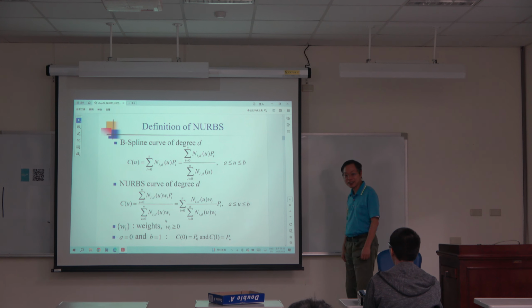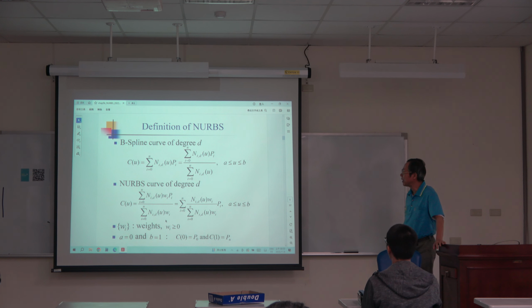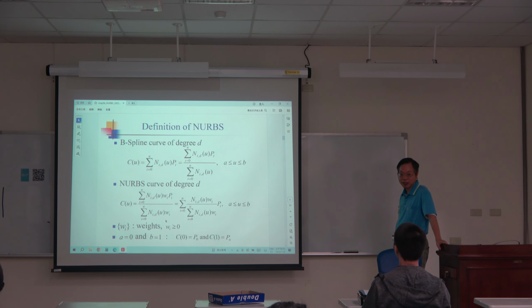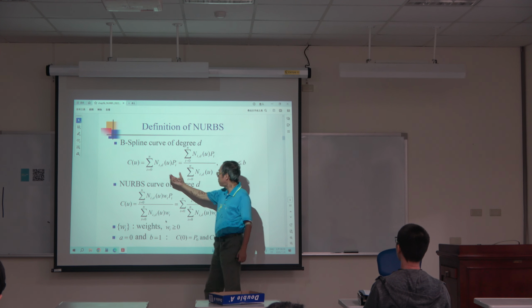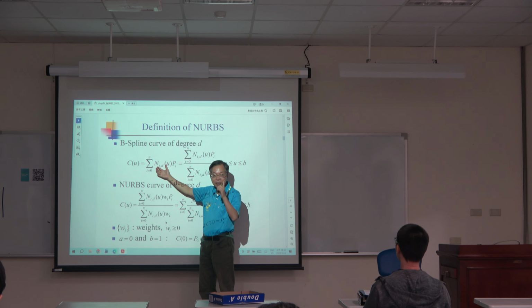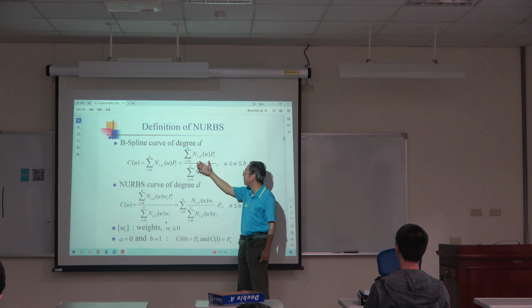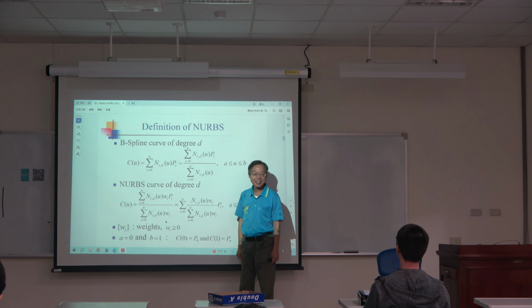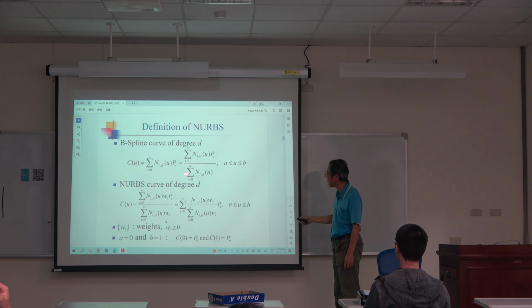Okay, so let us look at the details. The detailed definition of the so-called NURBS. We have seen previously that a B-spline curve of degree D can be represented in this way. Remember, the summation of these basis functions must be equal to 1, right? So this will be equal to this, because the summation of this is 1. We just divide it by 1, so it's the same as this. This is just 1.